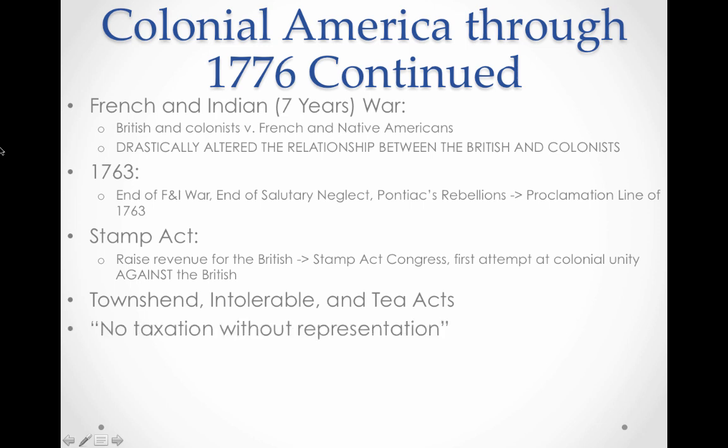Then we have this idea of no taxation without representation, that you hear that the colonists are upset because they do not have representation in Parliament.